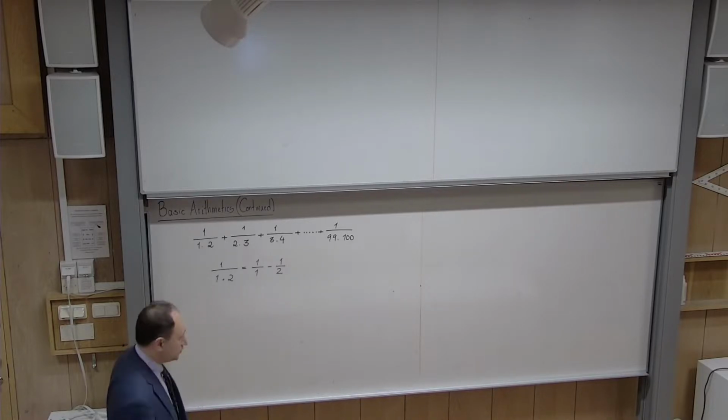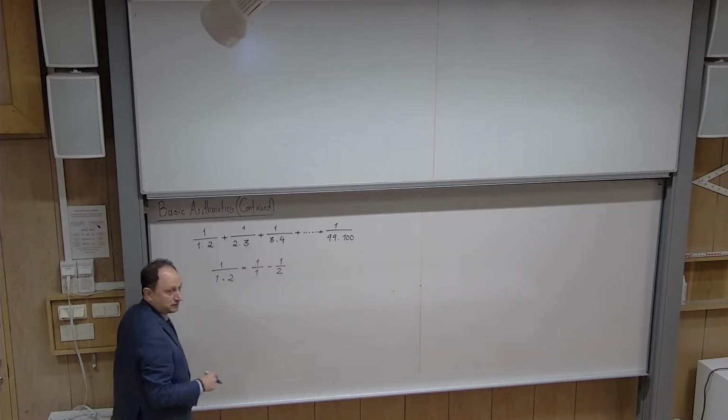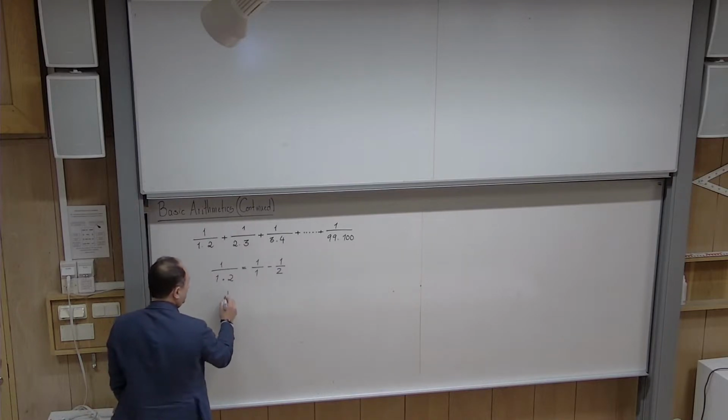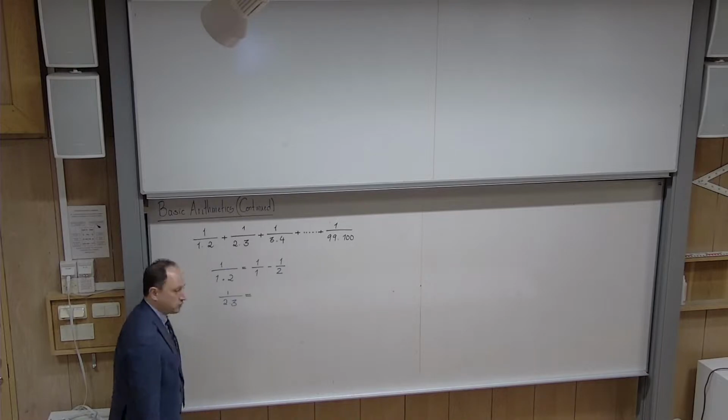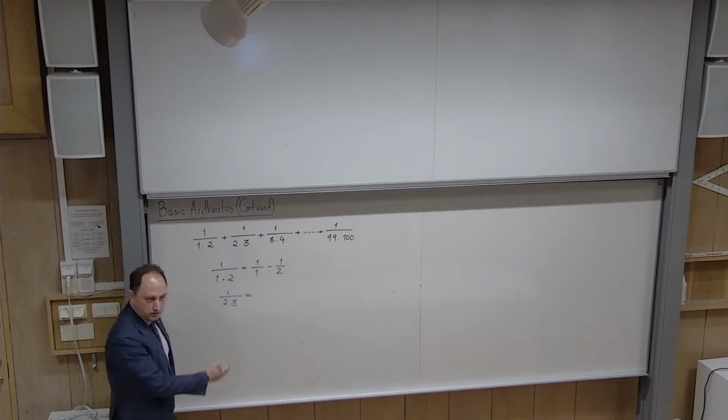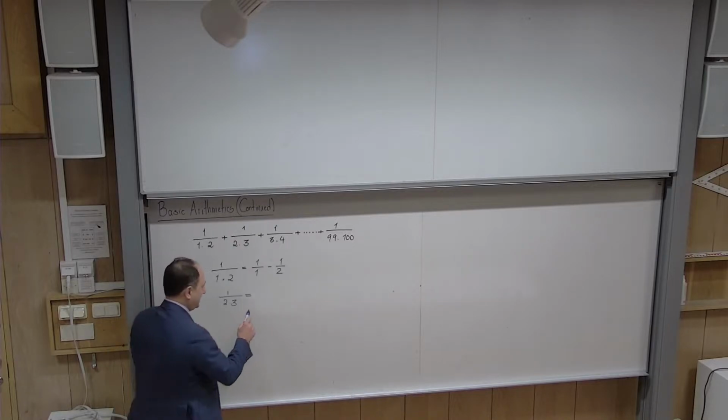Let me write one more. I will take this one. This is engineered in a very nice way so that this becomes what? It's 1 over 6 on the one hand. On the other hand, 1 over 2 minus 1 over 3. Do you agree? Let us check.